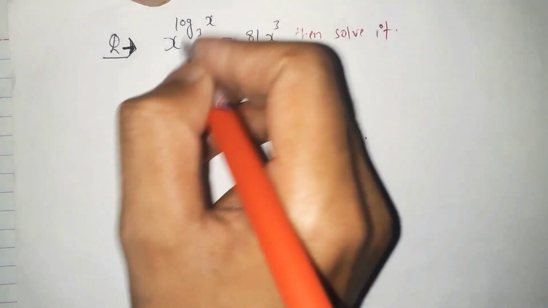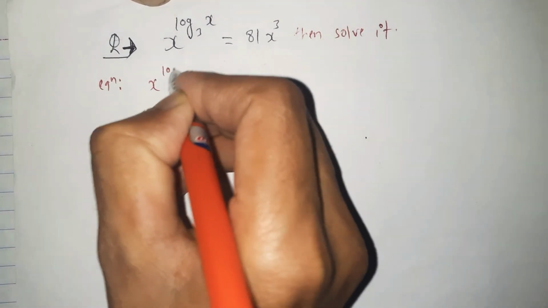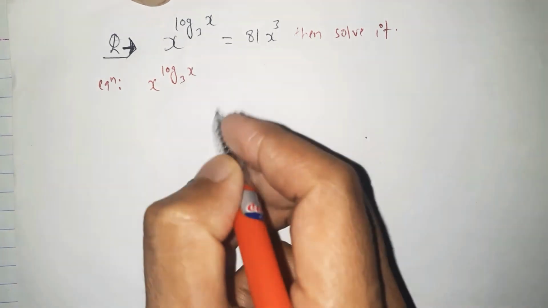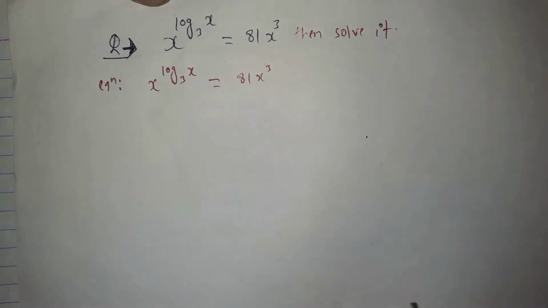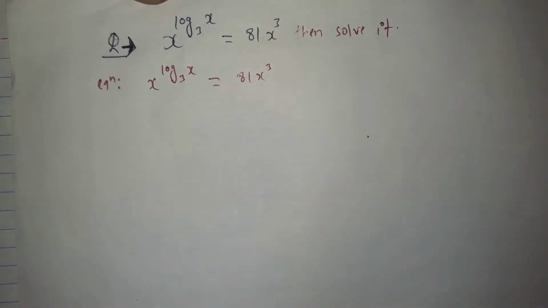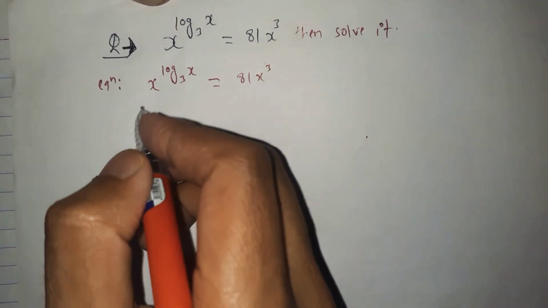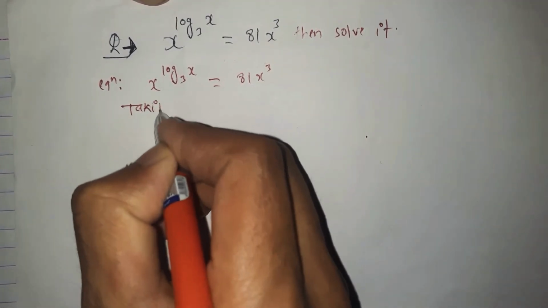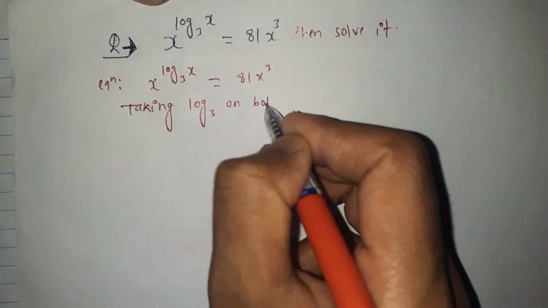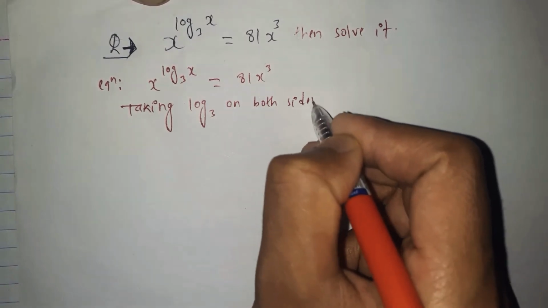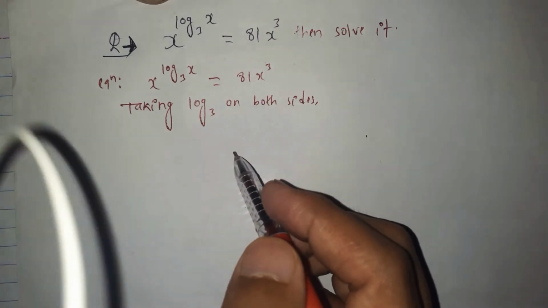Let me write the given equation once again. The given equation is x to the power log with base 3 of the same x is equal to 81 x cube. This is the given logarithmic equation. First of all, taking the log with base 3 on both sides. Let's take the log with base 3 on both sides of this logarithmic equation.